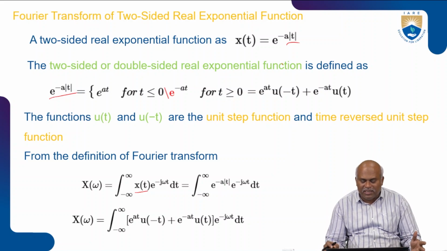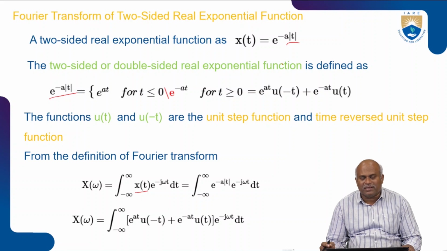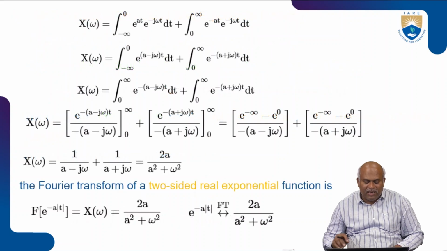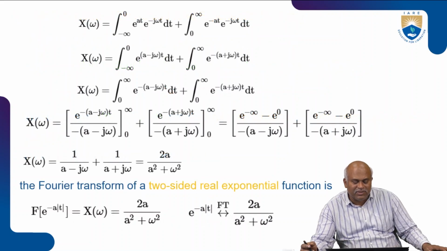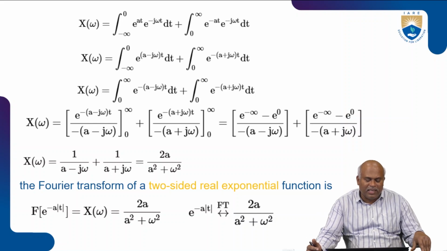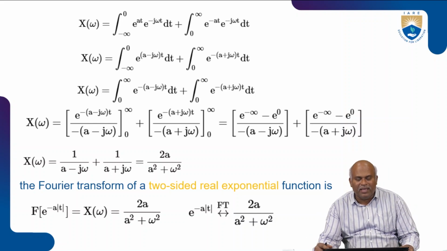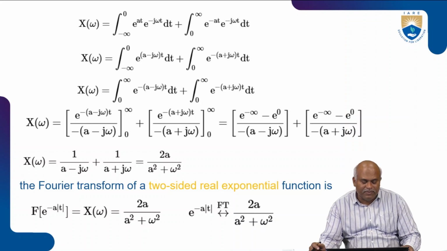But both the terms are represented as exponentials. That's why I should write the mathematical model: X of omega equal to the integral from minus infinity to plus infinity of e power a t u of minus t plus e power minus a t u of t, times e power minus j omega t dt. So we need to do this integration. We should get the output after substituting the limits: X of omega is equal to 1 by a minus j omega plus Y of omega.